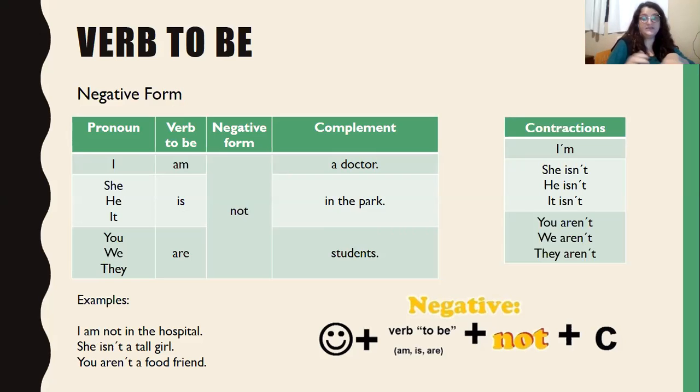So these are some examples. I'm not in the hospital. She isn't a tall girl. You aren't a good friend. Okay, remember the basic formula. It is pronoun, verb to be, negative form, and complement.